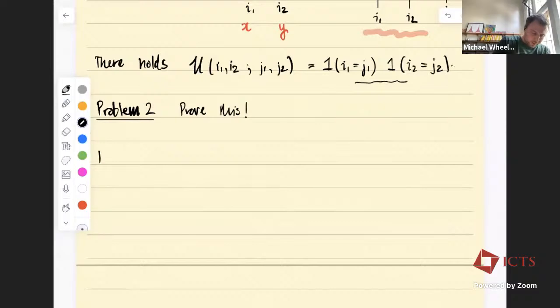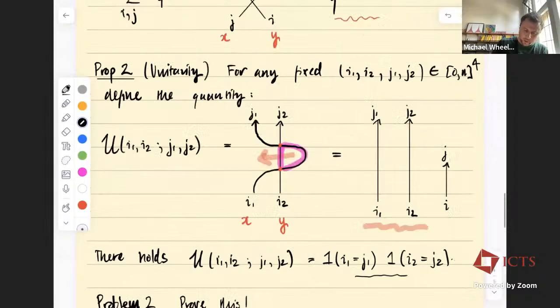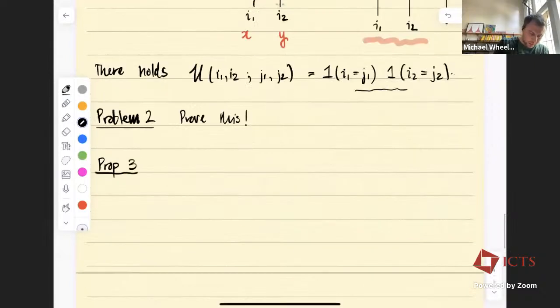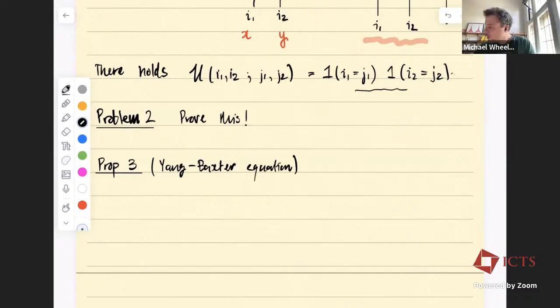All right, so now proposition number 3. I think it was 3 we're up to, yes. This is really the property that endows the model with all of its magic, and that's the famous Yang-Baxter equation. In particular, this is the property that leads to the model being referred to as an integrable or exactly solvable model.